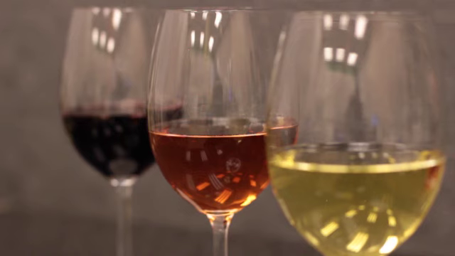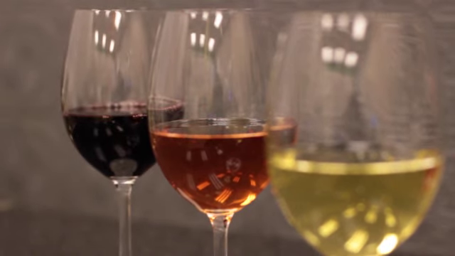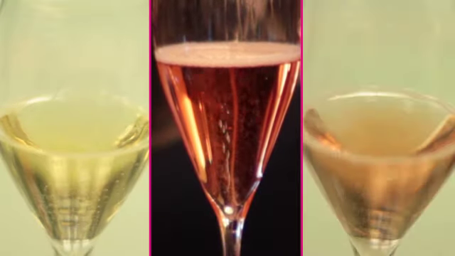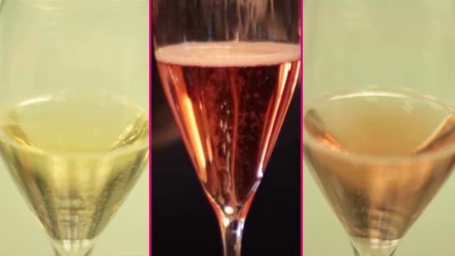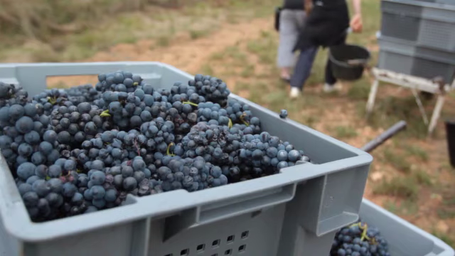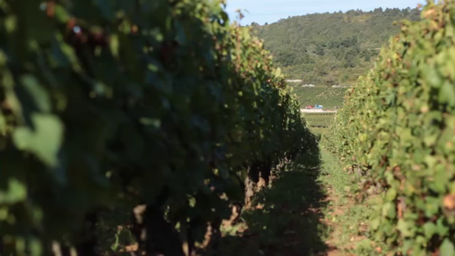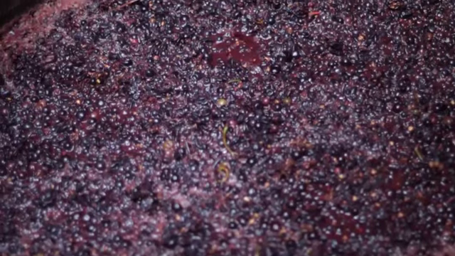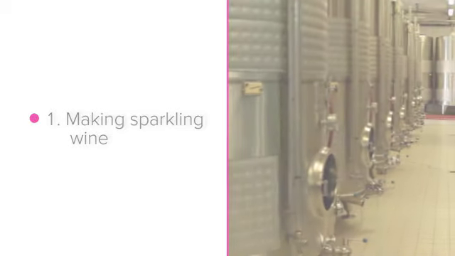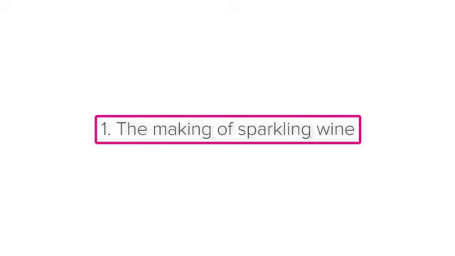Just like with normal wines, there are also three categories of sparkling wine, namely white sparkling wine, red sparkling wine, and rosé sparkling wine. The only differences between the three categories are the varieties of grapes that are used to make the sparkling wine, and whether the wine is macerated with its skins or not, just like with normal wine. In this lesson, we will take a look at the making of sparkling wine. Let's go right ahead and learn about how sparkling wine is made.